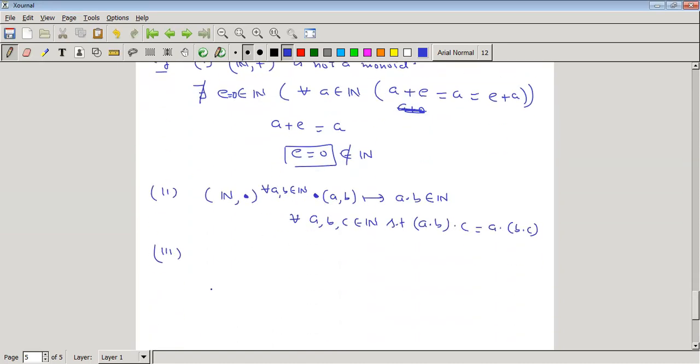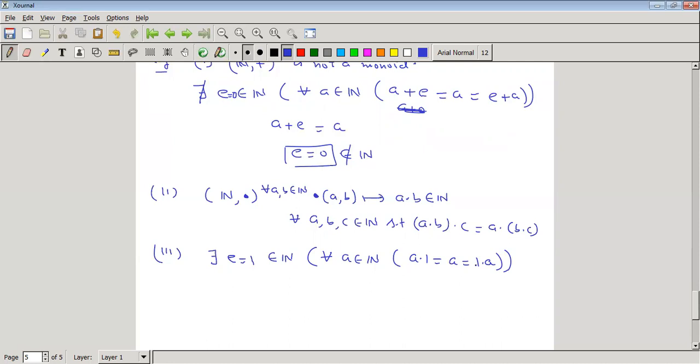And third, under multiplication you need a number which multiplied with any natural number gives the same number. Under multiplication we know that one is the multiplicative identity and one belongs to natural numbers. So there exists e equal to 1 belonging to natural numbers such that for any a belonging to N, a into e, a into 1, is equal to a, that is equal to 1 into a. Or you can write a into e equal to a, equal to e into a. Here e equal to 1.